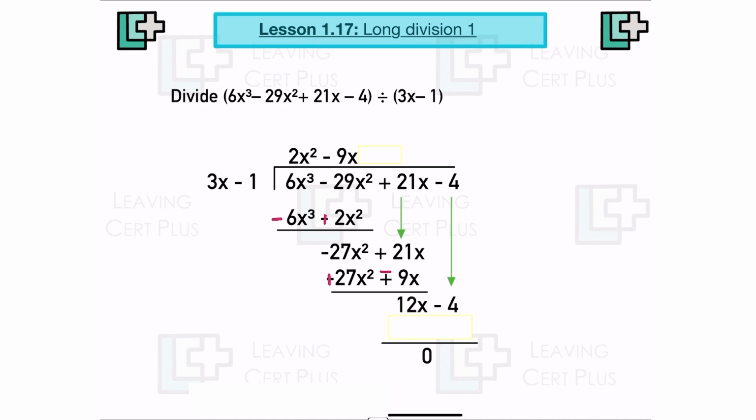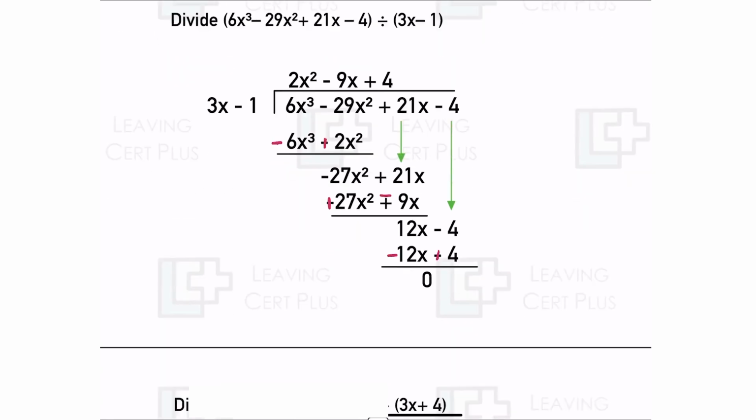And then you're asking the same question from the start again. What do I need to multiply the 3x by to get to 12x? You have to multiply it by 4. So that's our last number. And then you multiply the 4 by these two terms and you'll get your last line, which is 12x minus 4. When you change their signs, it's going to leave 0, meaning that this fits in as a factor into this cubic equation. So I'd like you to try the question now, pause the video and give this one a go.